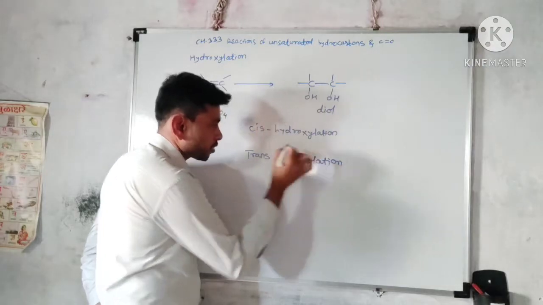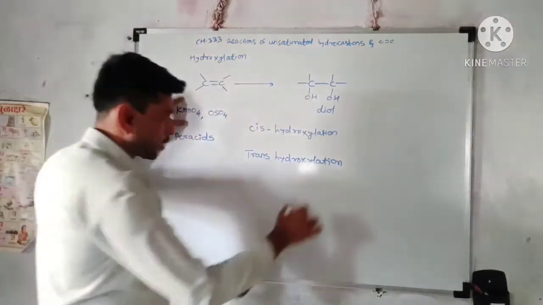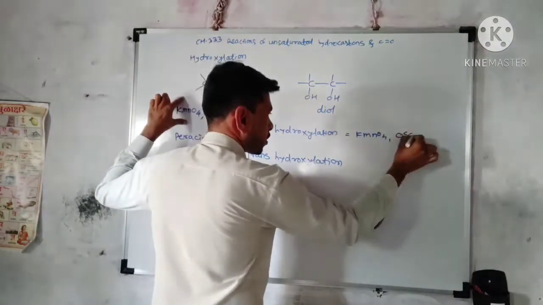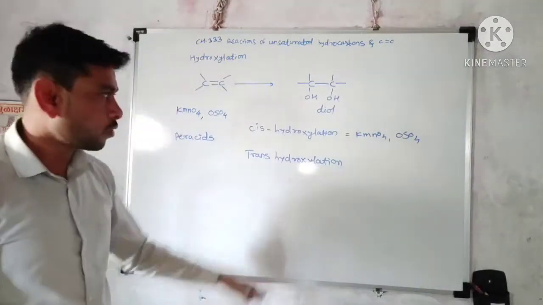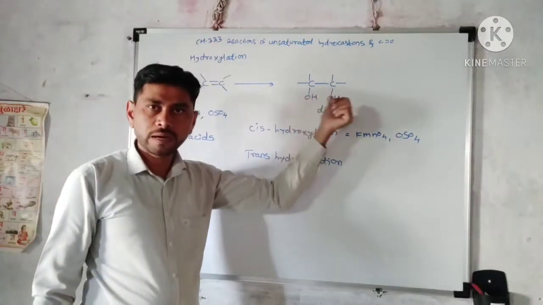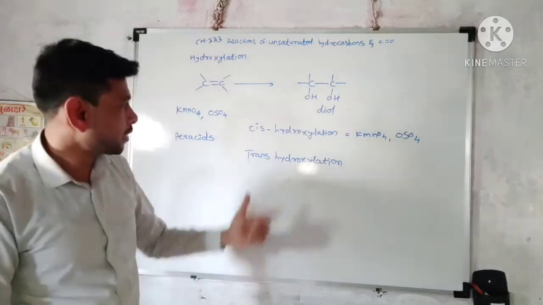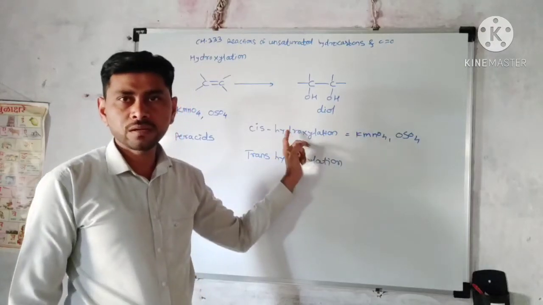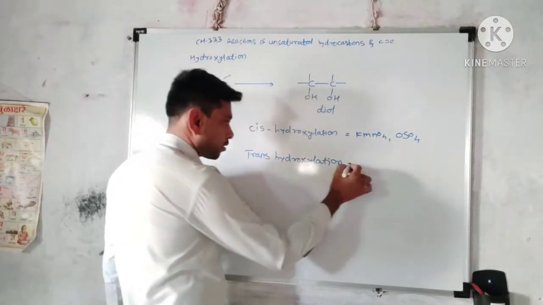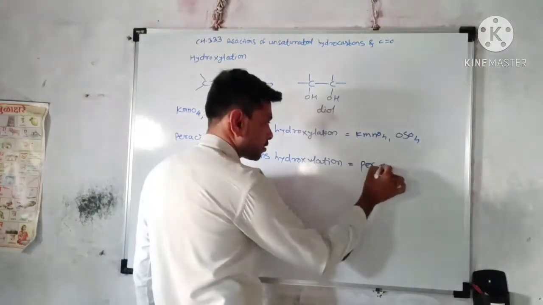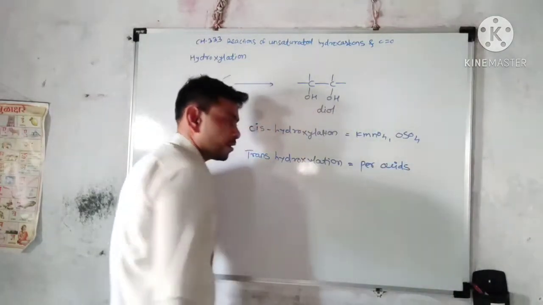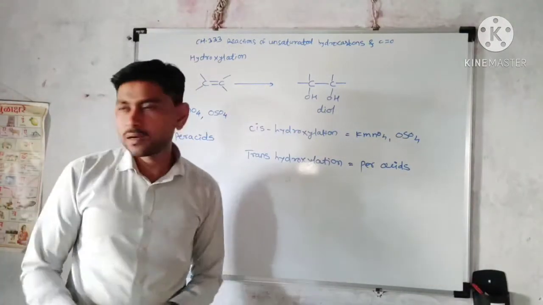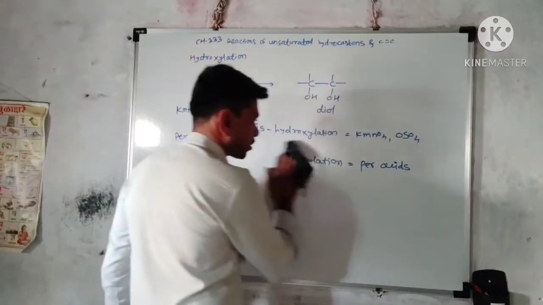If the hydroxylation takes place by using KMnO4 or osmium tetroxide, we get the cis product, or diol formation, the attachment of these two OH groups from the same side, and we get cis hydroxylation. So if we use these two reagents, we get cis hydroxylation. And if organic peracids are used, then we get trans hydroxylation. We see one by one what is cis hydroxylation and then trans hydroxylation. So see cis hydroxylation first.